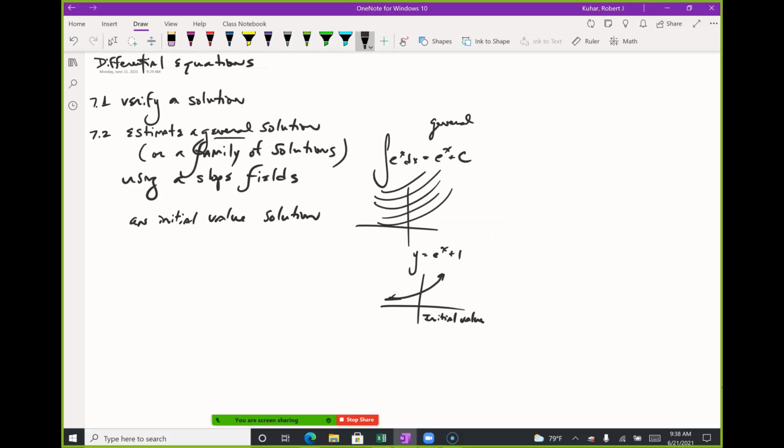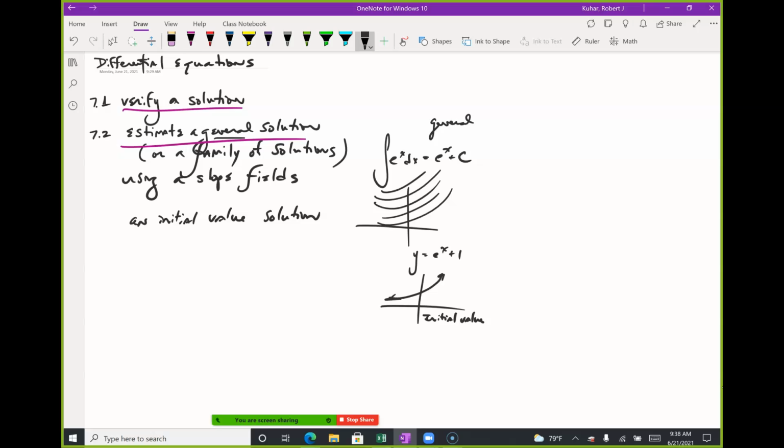So in 7.2, we're going to be estimating general solutions and finding initial value solutions on a slope field. Okay. And then our next particular thing. So I'm just going to try and underline each of these.